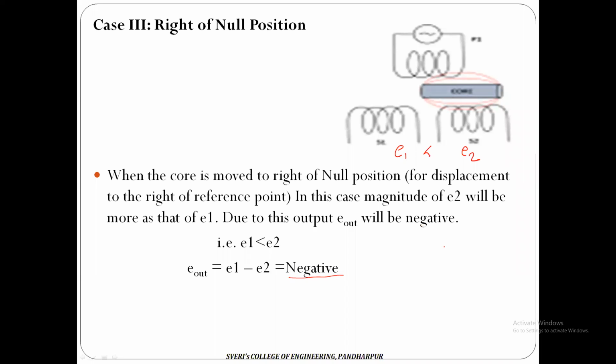Means here you can observe that the three cases, the middle portion, it gives that the output 0. Left hand side, if the core is moved towards the left hand side, you will get that positive output. If the core is moved towards the right hand side, you will get that the negative output is there. It means that the position of this core will decide the output voltage is there.